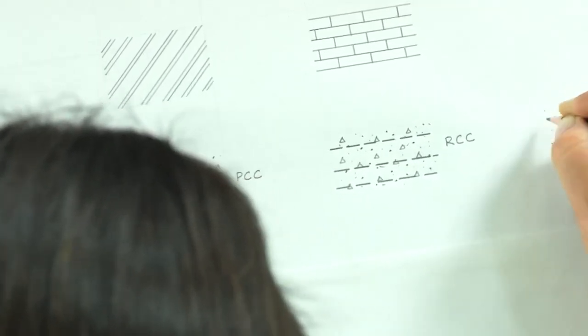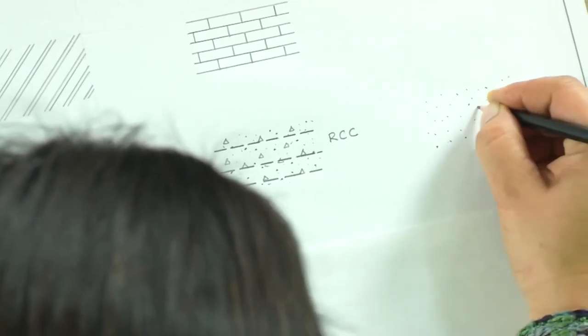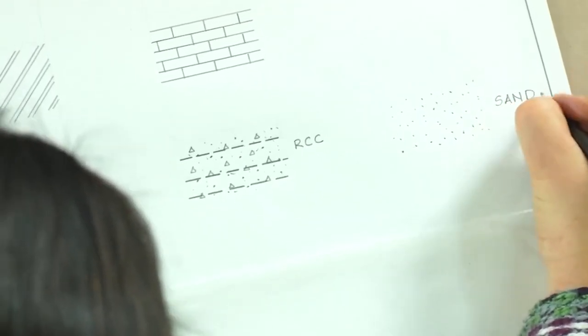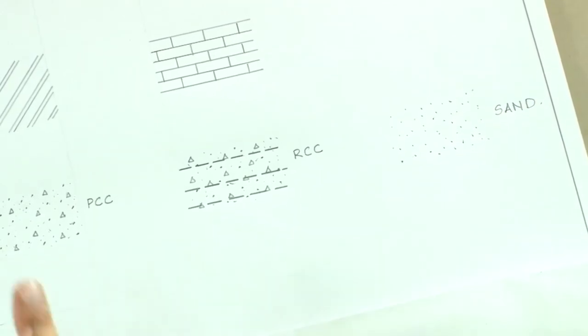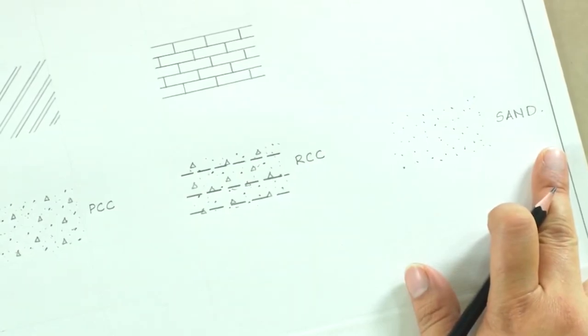Now, if we are just making a sand fill, in that case, we would just have these thicker dots filling up the space wherever we are filling it up. This is how you would represent sand if there is a sand fill. So, we have done brick, we have done different components for concrete.